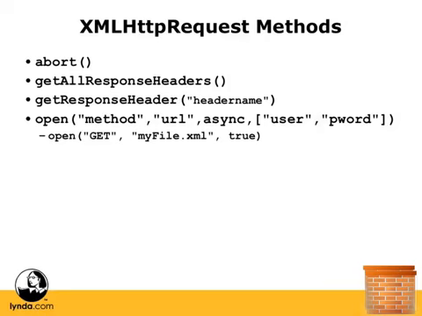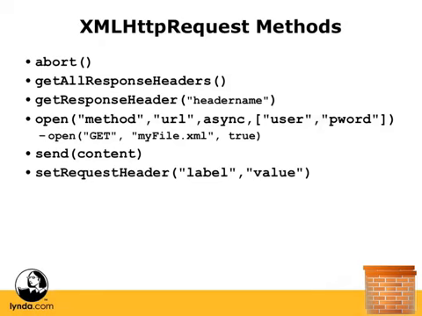The real value of XML HTTP request is in the way it is asynchronous. So you're almost always going to want to do an asynchronous request because you want things to be going on in the background without your code having to sit and wait for things to happen. Another method is send and some content. This actually sends the request to the server. And finally, set request header, which passes a label and a value to the server, which sets a specific header on the request that we're sending to the server.